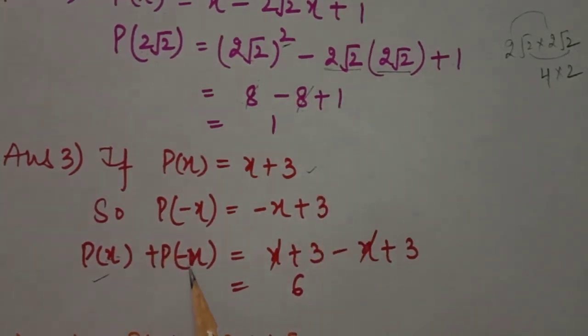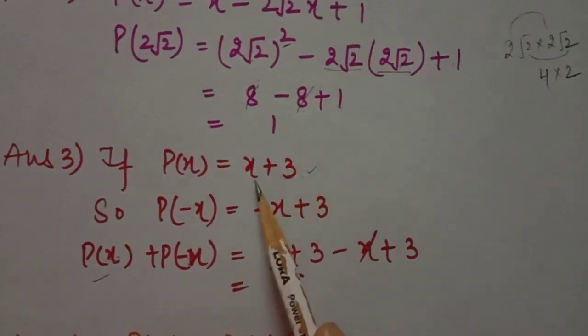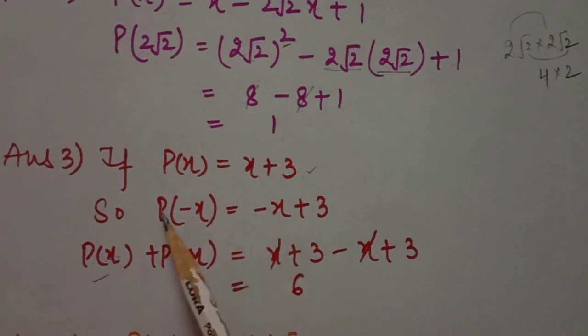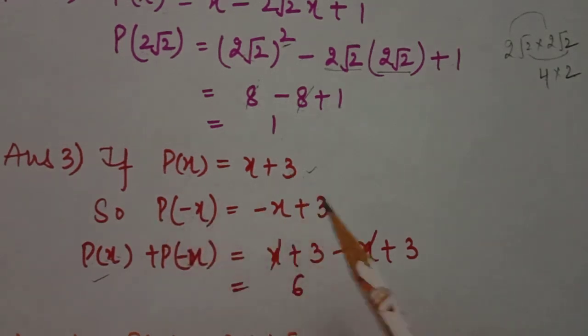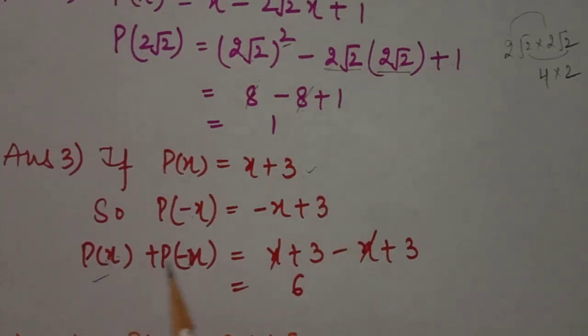Now we want to find the value of p(minus x). So we will replace x with minus x. It is obvious we have to replace it here also. x is replaced with minus x. So the p(minus x) value is minus x plus 3. Now we will add both the values. So p(x) is x plus 3, p(minus x) is minus x plus 3. x cancels out with each other. 3 plus 3 is 6. This is your question number 3.